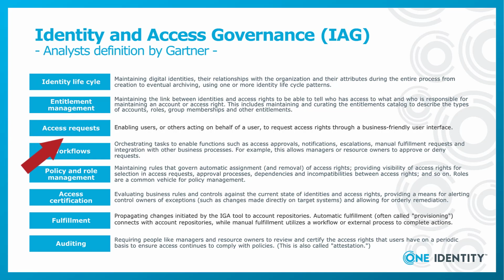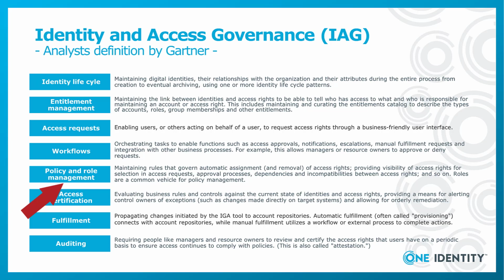Access request typically describes a user-friendly front end where business users can easily request some more business resources if they need some. Workflow typically means that there is a type of process where, for example, approvals happen or notifications can be sent out, or at the end a reaction could be generated on the basis of a specific situation. Policy and role management covers the complete compliance part of an identity and access governance system.